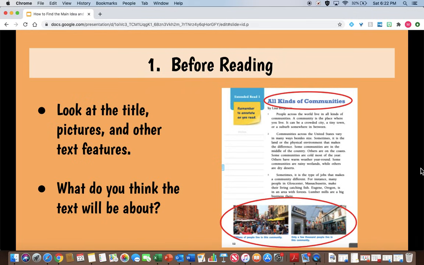The title and the pictures are going to give you so much information about the main idea. I can already tell looking at this title that this article is going to be talking about different types of communities. I just got that straight from the title, so I've already got so much information, and looking at the pictures, I see 2 different types of communities. So keeping that in mind, I'm already thinking that the main idea is going to be about different types of communities.